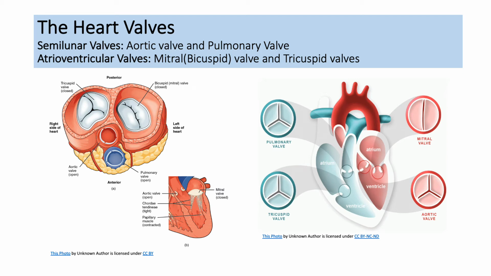So on the right side of the heart we have the tricuspid valve between the atrium and ventricle, and between the right ventricle and pulmonary trunk we have the pulmonary valve.